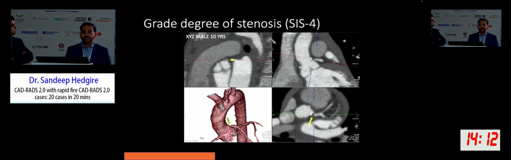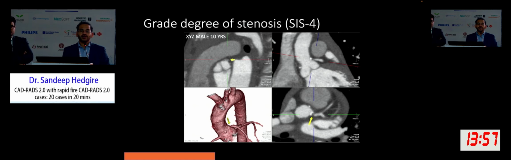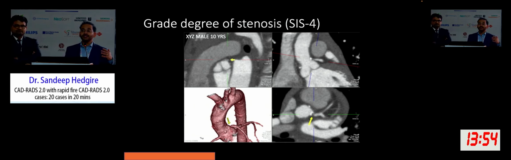Next one, please note the age of this patient. So this is a patient who's 10 years old. Finding has already been identified for you that there is a severe-ish looking stenosis of the left main. How many people think this is CAD RADS 4A? Now, how many people think this is CAD RADS 4B?